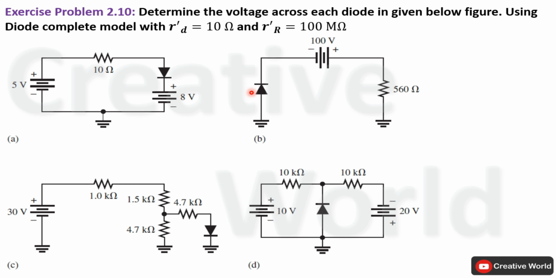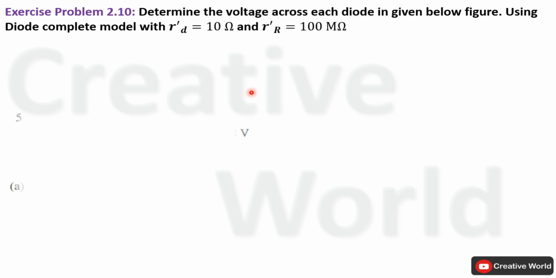In this case, if a diode is in forward biased condition, it will have a series resistance which is known as dynamic resistance. While if the diode is in reverse biased mode, then it will act as an open switch and it will have a reverse resistance across its terminals. So without wasting time, let's proceed towards the solution of this problem. We will start from figure A.